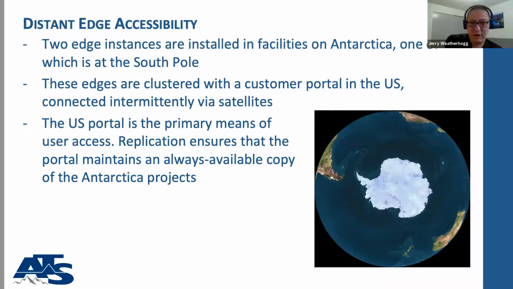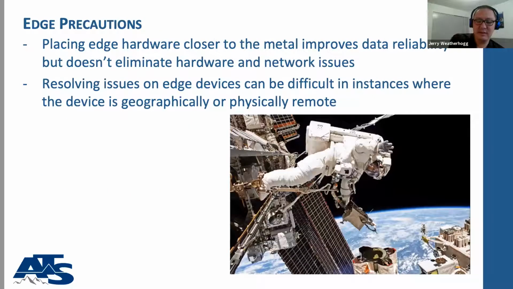The US portal is the primary means of user access to these Antarctica-based devices. We use replication to ensure that the US portal maintains an always available copy of the on-ice projects. And so the people in the United States can access the on-ice data even when the satellites are dark.